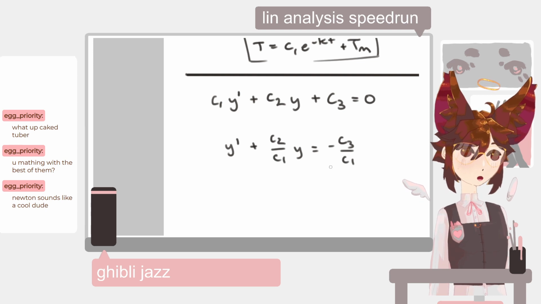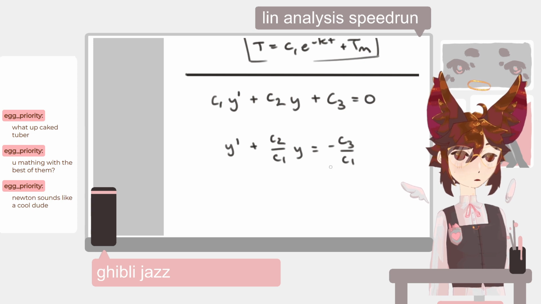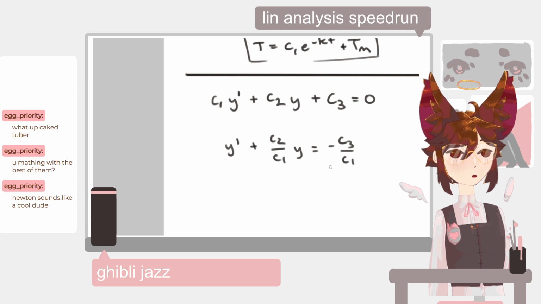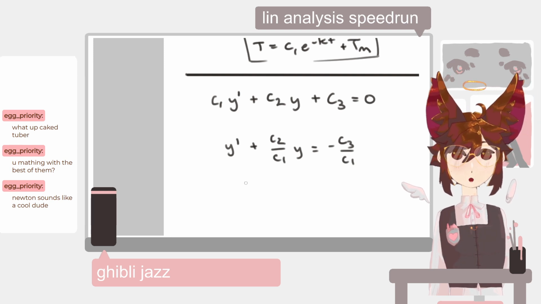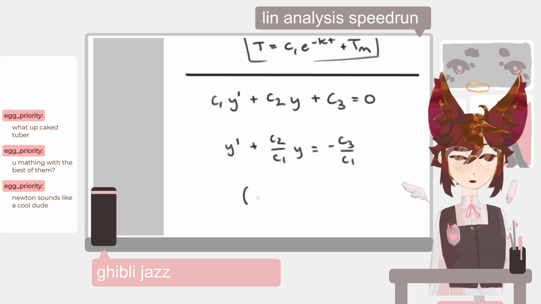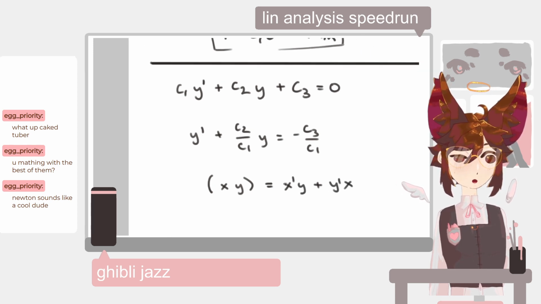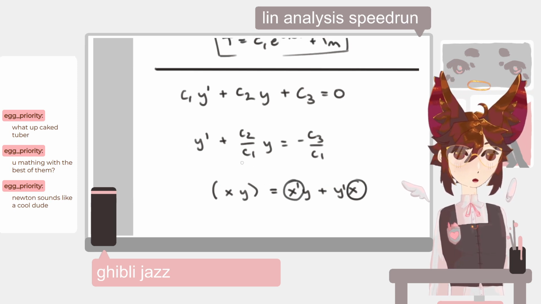And the motivation for this technique is that if you look at this, you have a y prime and you have a y. There's a couple places where you can have a y prime and a y, and one of those is in the product rule. So if you have a product, let's say it was x and y, that's going to equal x prime times y plus y prime times x. So you can see this x prime and x comes up in that product rule. So that's the motivation for this.